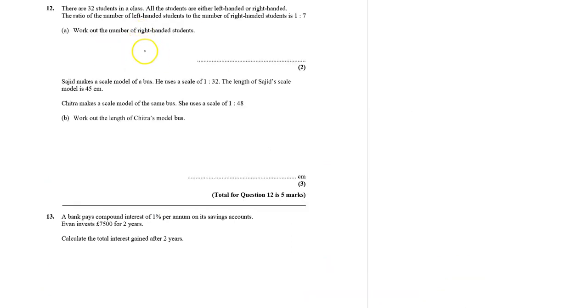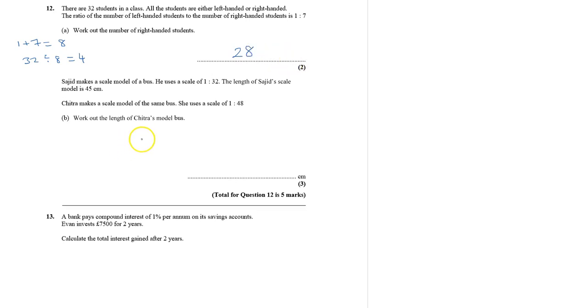So question number 12 is to do with ratio again, and scales is part B. So it says there are 32 students in a class, and all of the students are either left-handed or right-handed, and the ratio is 1 to 7. It says work out the number of right-handed students. Now, if the ratio is 1 to 7, 1 plus 7 is 8, so there's 8 parts altogether. 32 divided by 8 is 4, and then if we do 4 times 7, because that's the right-handed students part, 4 times 7 is 28, so there are 28 students.